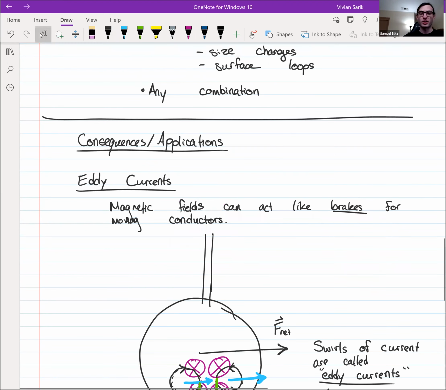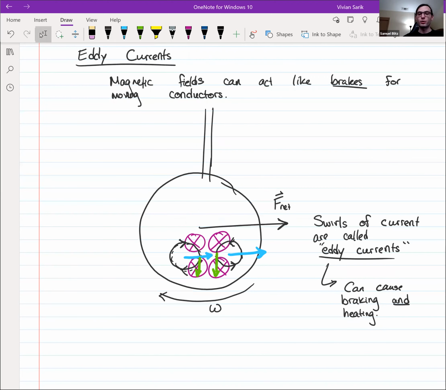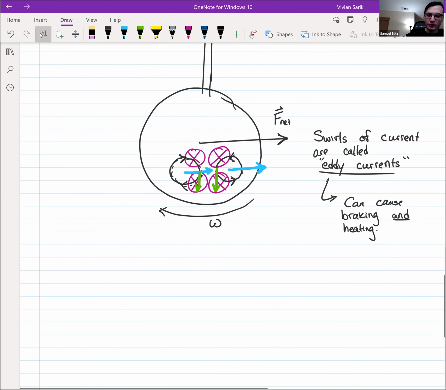Right, so another application. That's one application of induced currents. You can utilize eddy currents to slow down things just by putting a magnetic field near a conducting thing. Kind of neat. What about electric generators? We've already talked about DC motors. They take in current and turn it into work. But we can actually do the opposite.